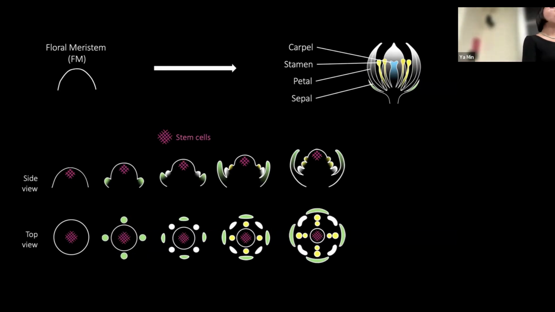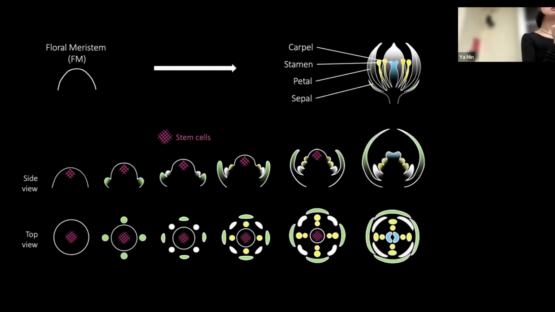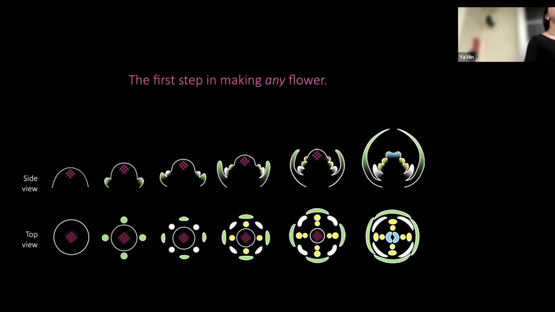But every flower only has a finite number of flower organs. No matter if it's 4 or 4,000, it's a defined number. And that means the stem cell activity inside of the floral meristem will be turned off at some point, and all the cells in the center will differentiate into carpels, which are always the innermost organs. By then, all the organs are produced in the flower. They will grow and change in their shape, color, and size, and eventually become the flowers that we are familiar with. So what we're looking at here is the first step in making any flower, every flower.